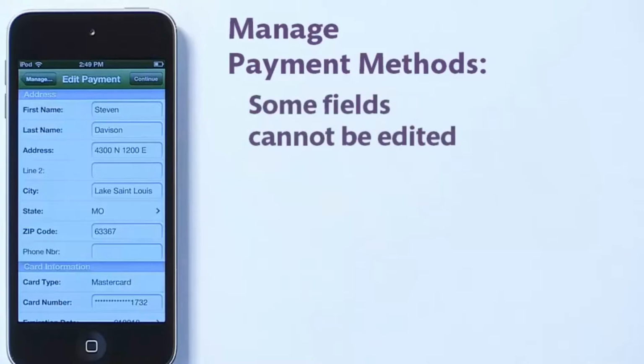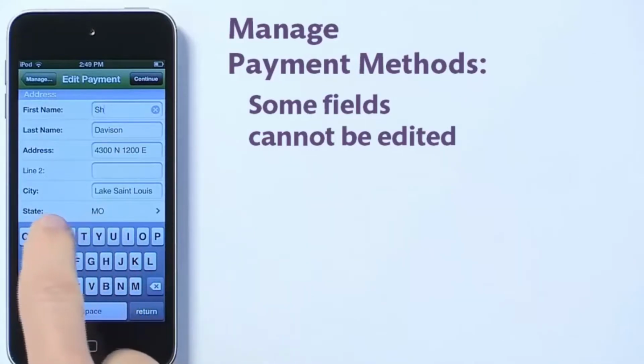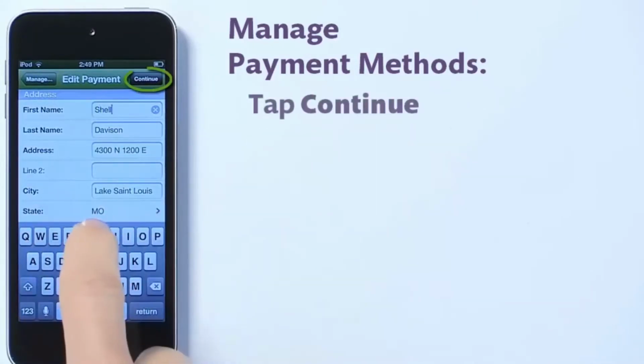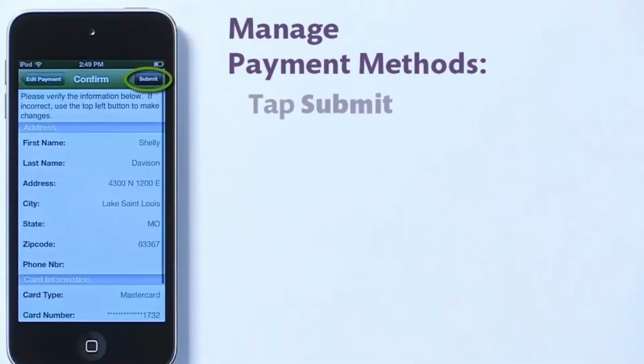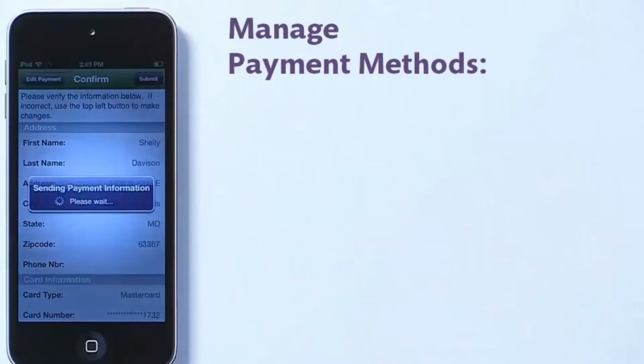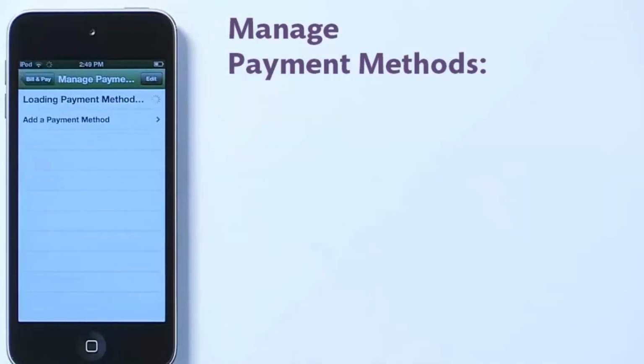If you wish to change information in fields that can't be edited, you'll need to delete the payment method and add a new payment method using the updated information. But if you only need to change the information in the modifiable fields, proceed until you're satisfied with your changes and then tap Continue. If everything looks right, tap Submit. A message displays requiring you to tap OK, and the payment method screen refreshes.